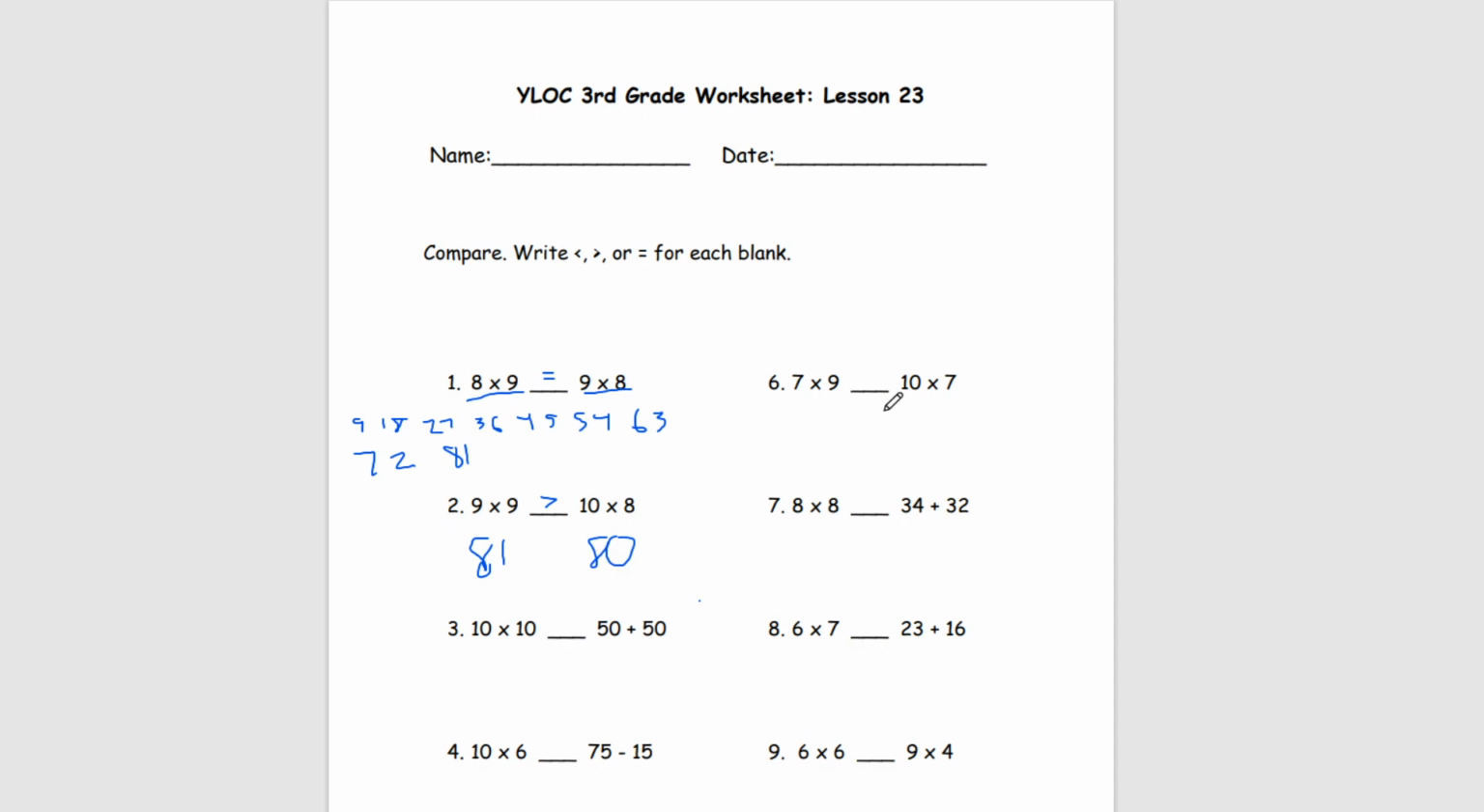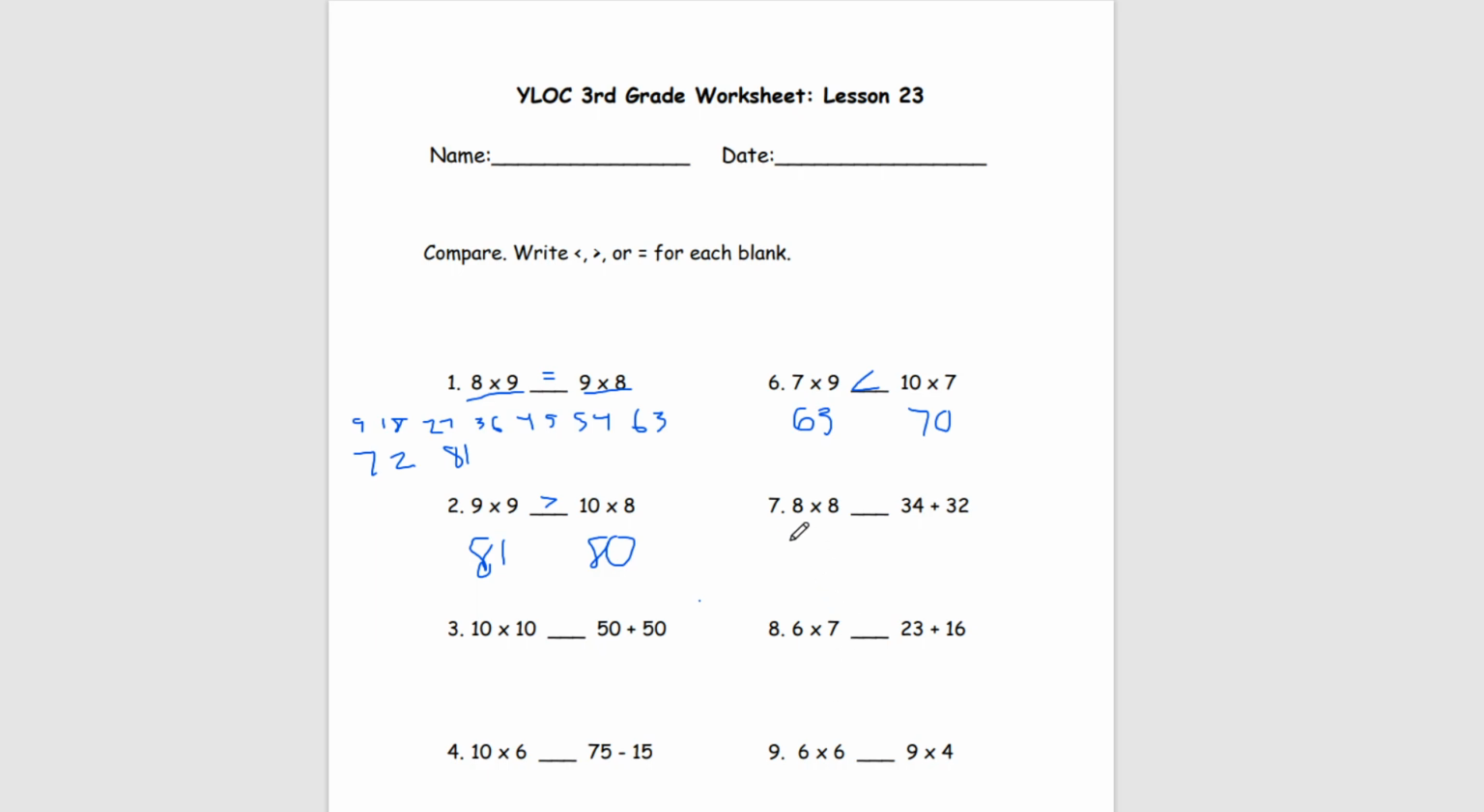Moving on to number 6, we have 10 times 7 is blank to 7 times 9. I don't know why I went backwards, but either way, we can do 10 times 7 because we know that's going to be 70. And we have 7 times 9, so we can refer back to our previous counting. Obviously, if you already know your times tables, it's a lot easier. Going back to here, we have 1, 2, 3, 4, 5, 6, 7, which is 63. So our answer for this one is 63. And we know that 63 is less than 70, so we can put less than.